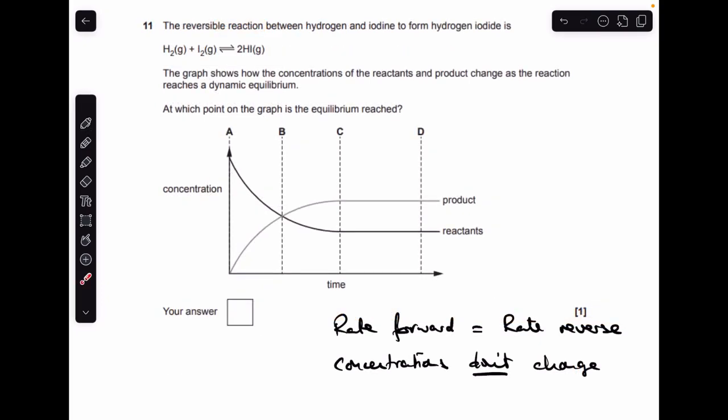Number 11, so equilibrium is reached when the rate of the forward reaction equals the rate of the reverse reaction and the concentrations of everything don't change. So the point on the graph where that's happening is here, point C.